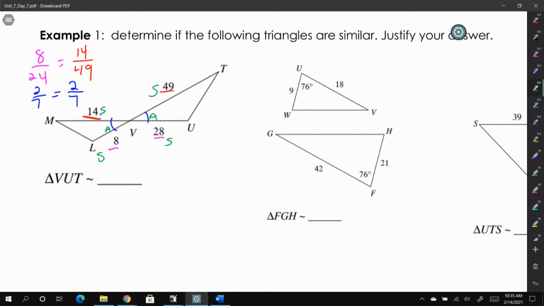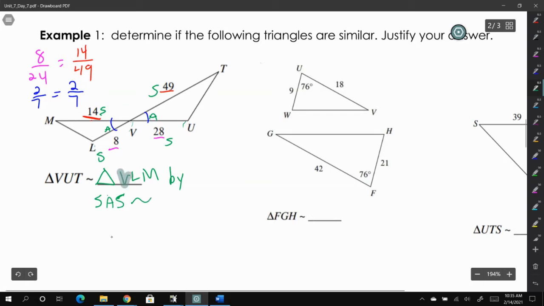So triangle VUT is similar to triangle... Okay, if we went VUT, we have to go in the same order. So VLM. And that is by side, angle, side similarity. VLM.